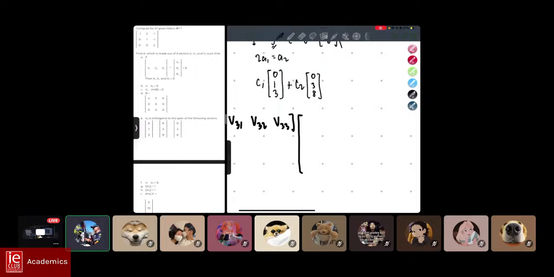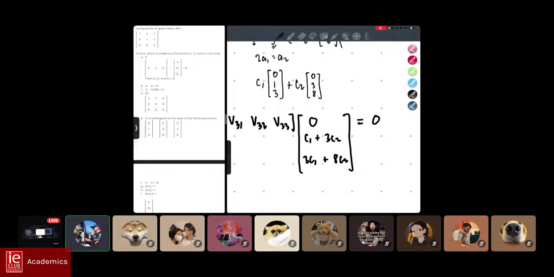So now let's add them. So C1 times 0 plus C2 times 0 is just 0. C1 times 1, so C1, plus C2 times 3, 3C2. And then C1 times 3, so 3C1, plus 8C2 equals 0. Okay.